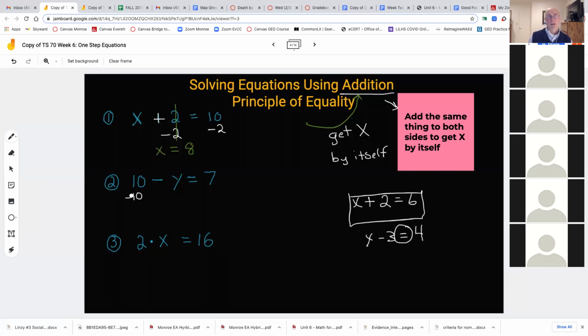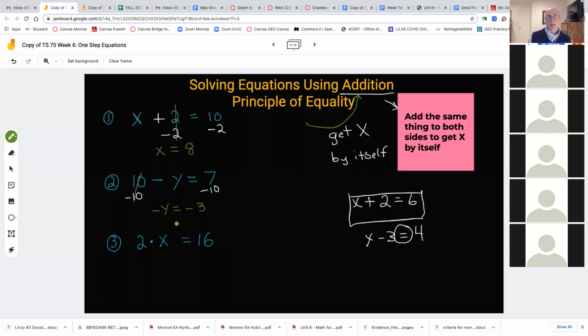And if I'm going to subtract 10 from that side, I'm going to have to subtract 10 from this side, okay? Whatever I do to one side, I have to do the other. So these two are now canceled out. I now have minus y equals, what is 7 minus 10? If you remember from our integer study, that would give us -3, okay?